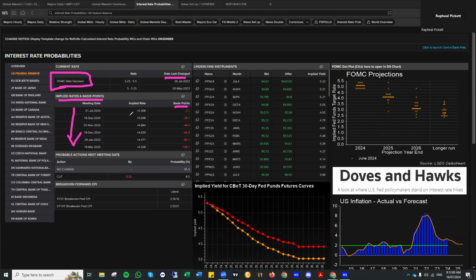So as we go down here, the implied rate minus 2.1, by September, minus 28 basis points. It's like a quarter cut. November, right? Another quarter. And we're sort of just going up in quarterly increments, right? This is what is implied in the central bank.